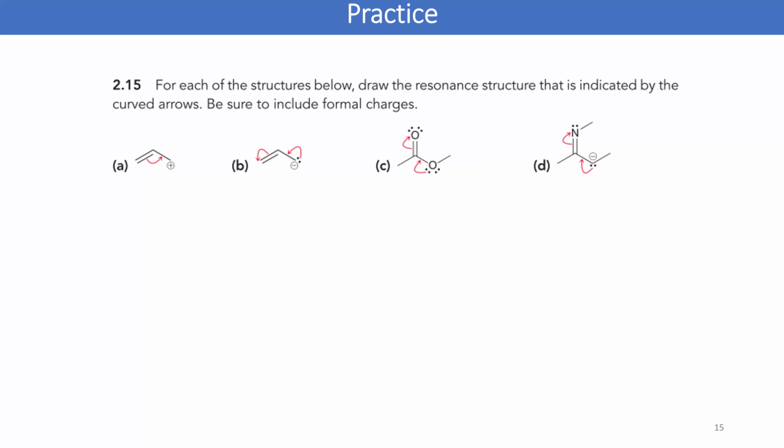So this one we already kind of did, right, if we have that carbocation. The trick with these is to remember that a carbon with a positive charge doesn't have a complete valence. So you can move electrons towards a positive charge, especially a positive charge on a carbon.